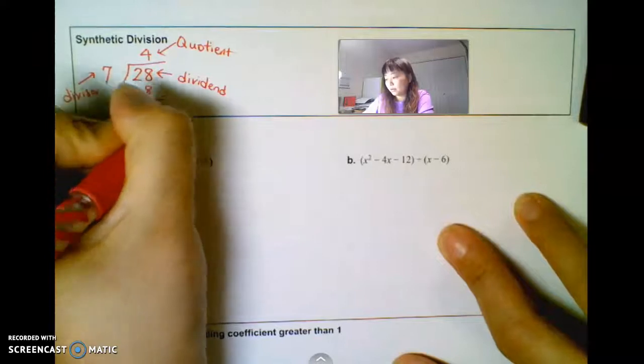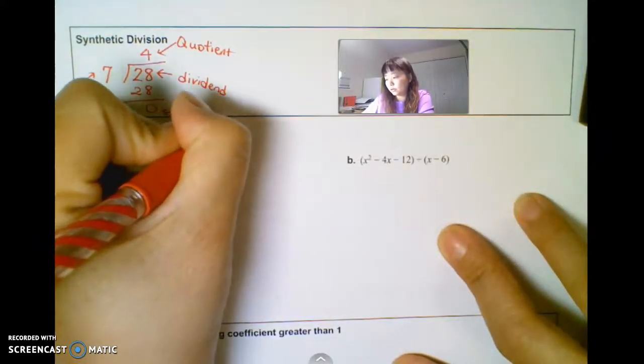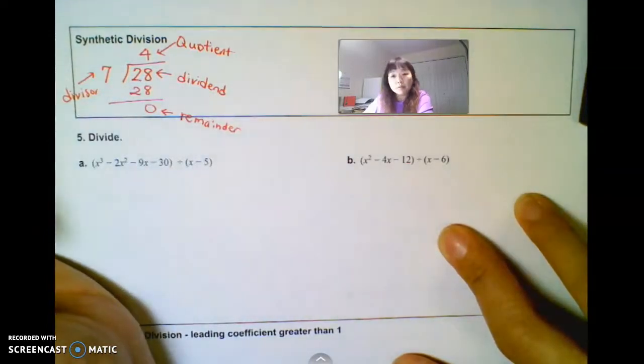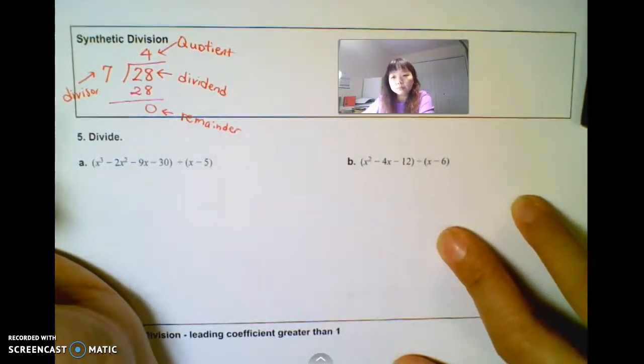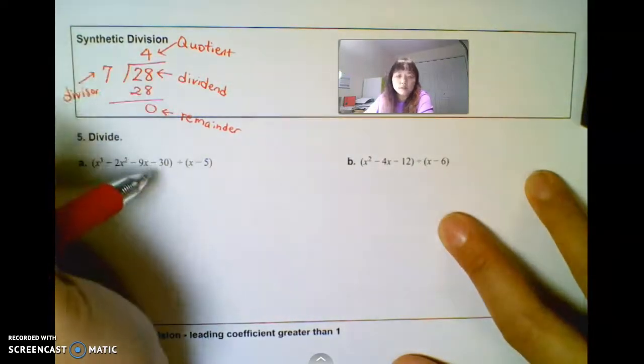And of course, whatever is left over is called the remainder, right? Even though in 28 divided by 7, the remainder was 0. So it's the same thing. This is called long division.